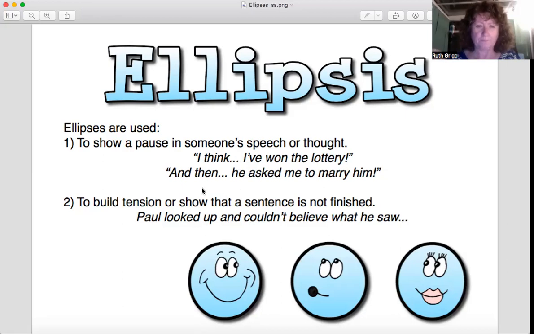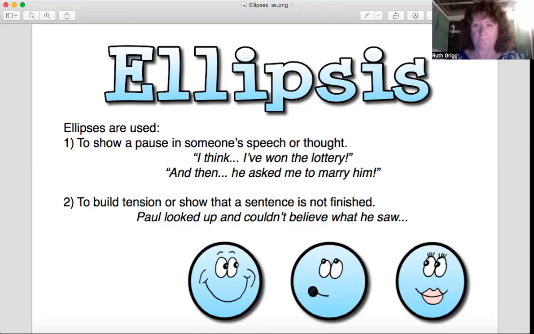the sentence. Okay. Now there's another way, which I think a lot of you will know, is to build tension or to show that a sentence is not yet finished. For instance, "Paul looked up and couldn't believe what he saw..." And that holds you in some tension because you're there thinking now, oh, what did he see? So then they start the next sentence or the next part of the sentence and they explain what they saw.